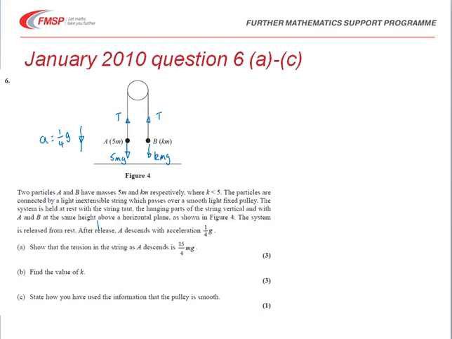Now this is quite unusual in this question where we're actually told the acceleration, so this is not one of those where we need to do simultaneous equations. We can simply look at F equals ma for particle A. So for A, using F equals ma, we can say that 5mg minus T is equal to its mass, which is 5m, multiplied by the acceleration, 1/4 g.